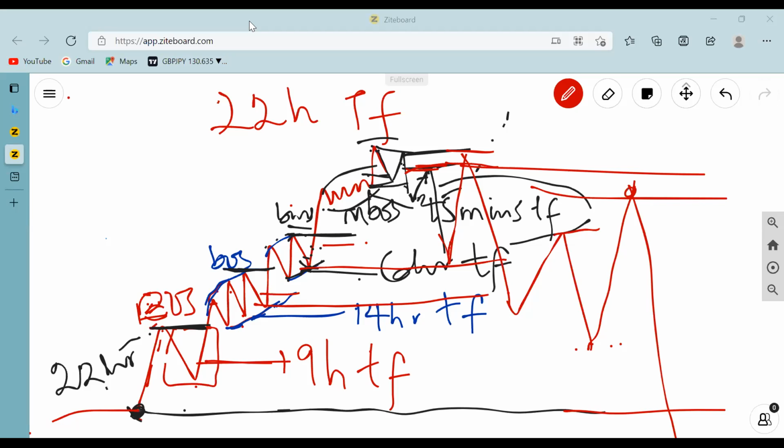All right. So basically that is time frame difference. That is time frame difference. All right.